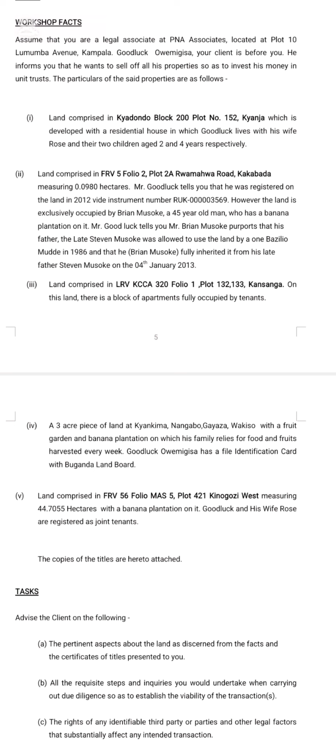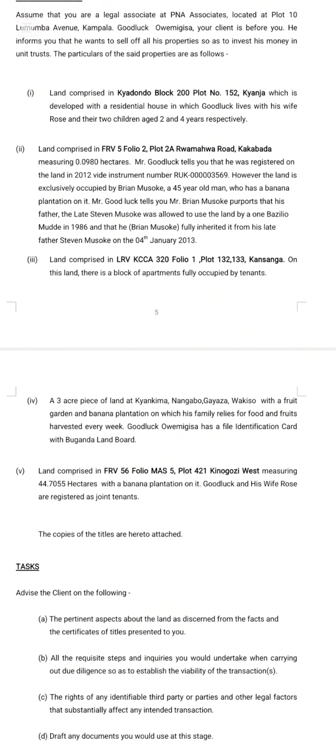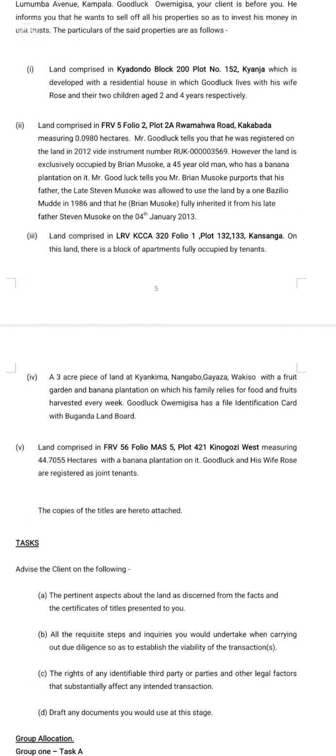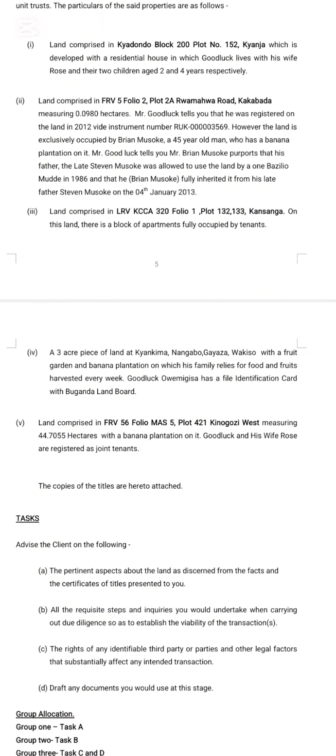Then land comprised in freehold register Plot 2A, Guamaha Road, Kabanda, measuring 9 acres. Mr. Goodluck tells you that he was registered on the land in 2020 with an instrument number. However, the land is exclusively occupied by Brian Musoke, a 45-year-old man who has a banana plantation on it. Mr. Goodluck tells you Mr. Brian Musoke purports that his father, the late Stephen Musoke, was allowed to use the land by a previous owner and that he fully inherited it from his late father, Severino Musoke.